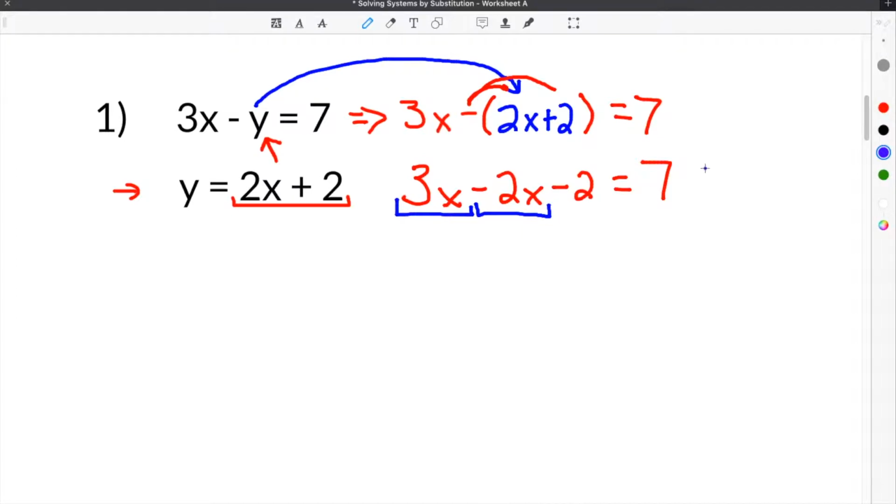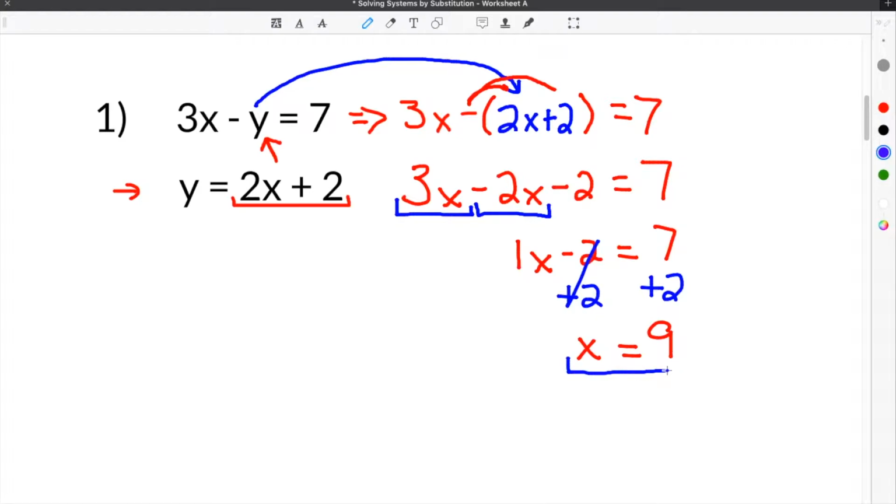We do 3x minus 2x, and 3x minus 2x is 1x. You bring down your minus 2 and your 7, and then we're going to add 2 to both sides so that we cancel this 2, and we end up with 1x, or just x, equals 9. So now we know that x is equal to 9, and you remember you have to have an x and a y coordinate. So we take our x is equal to 9, and we're going to substitute that back in for x in our bottom equation.